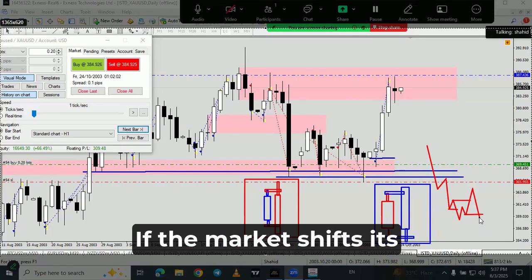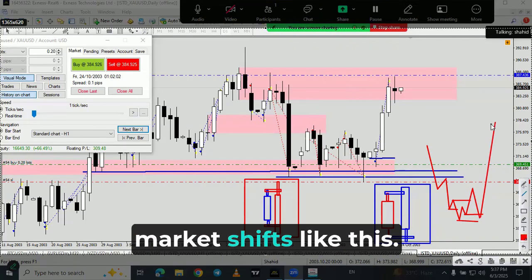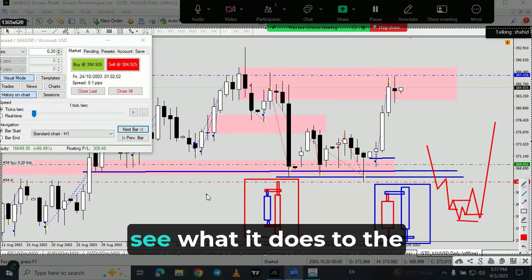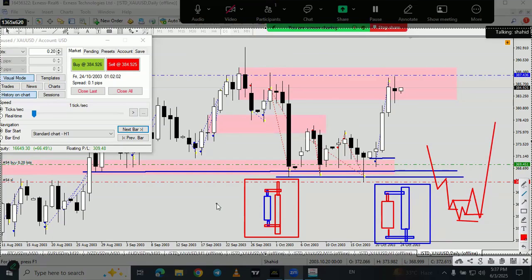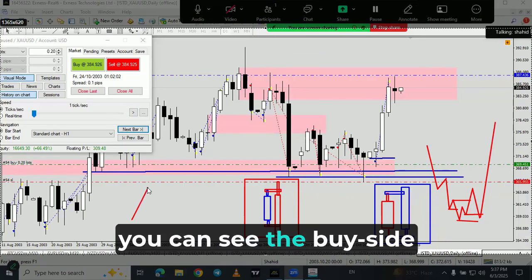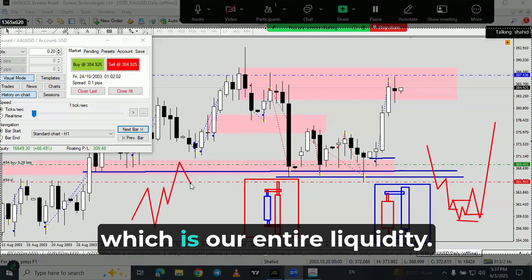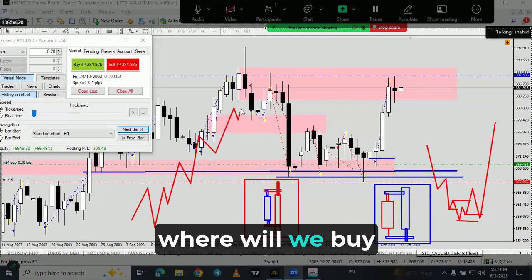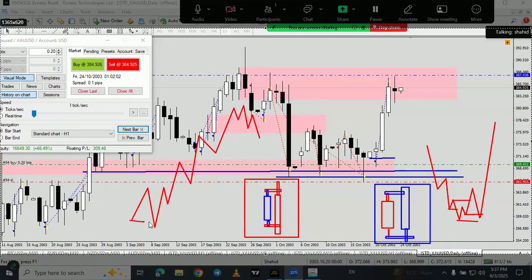I'll explain it to you. If the market shifts its structure like this, the simple structure of the market shifts like this. When the market comes back like this, see what it does to the sell side and buy side. Here you can see the buy side and sell side. Here is the first liquidity, second and third, which is our entire liquidity. So where will we buy the market from? We'll buy from below this low and take it up.